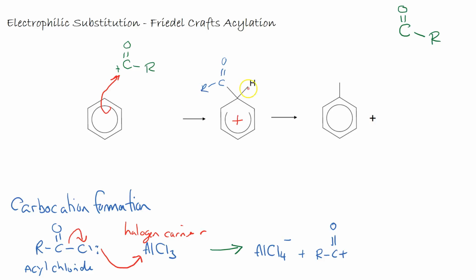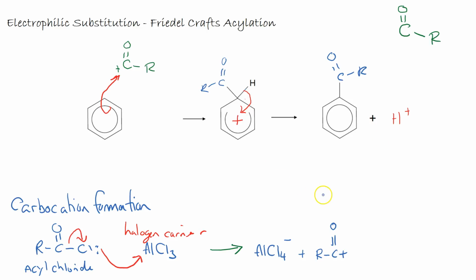Once again, there are now two options. The benzene could accept a negatively charged species, but instead the hydrogen donates its electrons back into the ring here. We form H plus as a product, and we have the acyl group attached to the benzene ring. Sometimes you may see the AlCl4 minus indicating the removal of that hydrogen around the benzene ring.